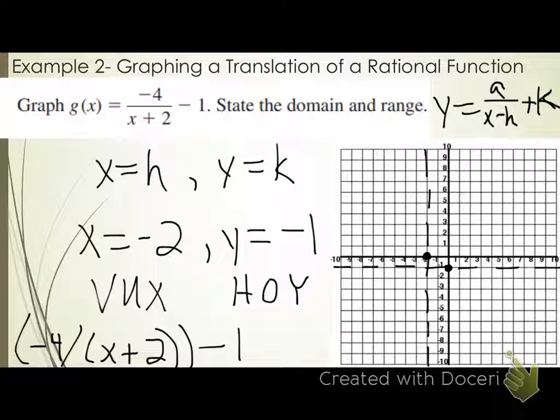Where are my branches? Is it top right or top left? Top left. Based on your graphing calculator, it should be the top left, correct? Then bottom right. So I'm just going to use these asymptotes to draw my hyperbola. Does that make sense?